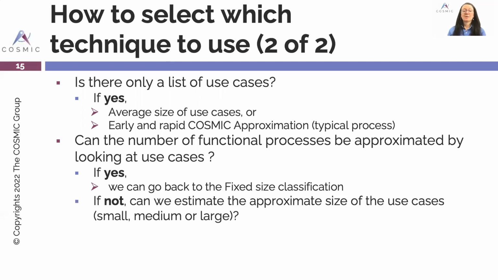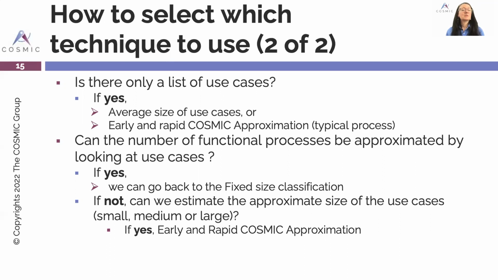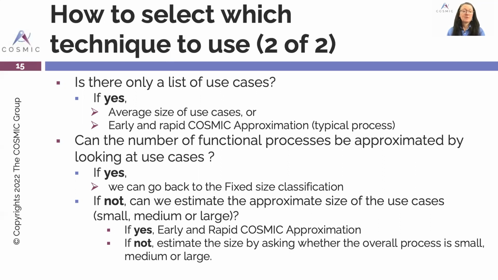If not, can we estimate the approximate size of the use cases, small, medium, or large? If yes, then the early and rapid COSMIC approximation might be a technique to consider. If not, well, we have to estimate the size by asking whether the overall process is small, medium, or large.